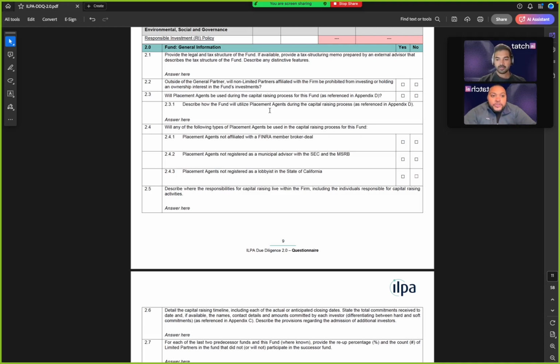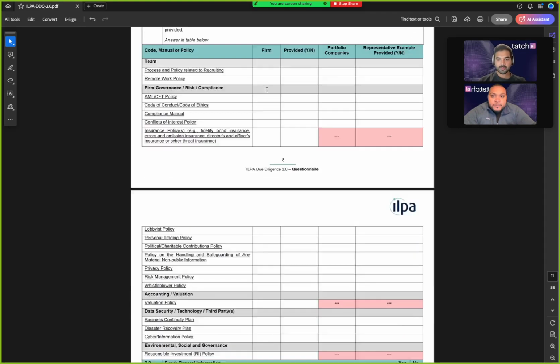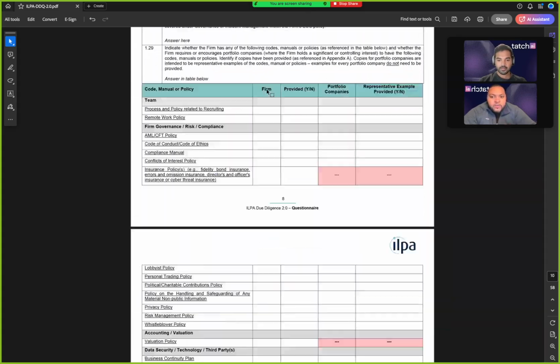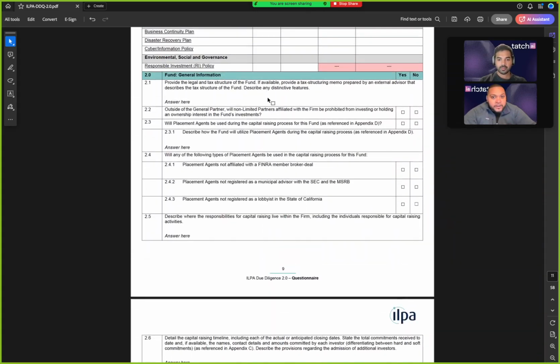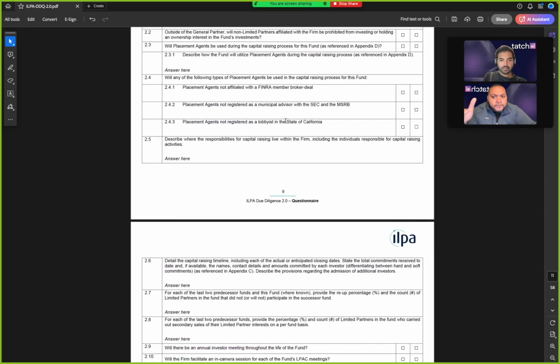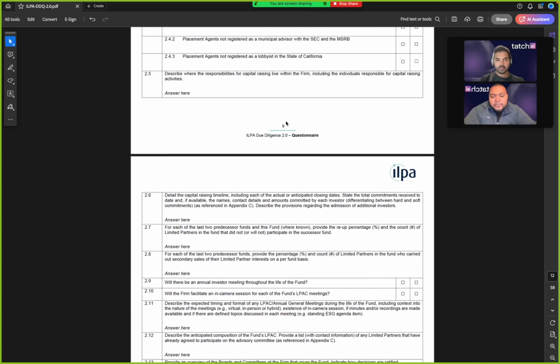We are going to show you how you can leverage Carter to breeze through a DDQ. In this example, we're using a standard ILPA 2.0 version of this DDQ, and we're going to go to section 2 and start filling it out. It's asking questions about the legal structure of the fund and tax structure. If you have any particular tax structure memos, add those along and describe any distinctive features. Then it goes to a bunch of other questions ranging from placement agents to capital raising timelines, etc.